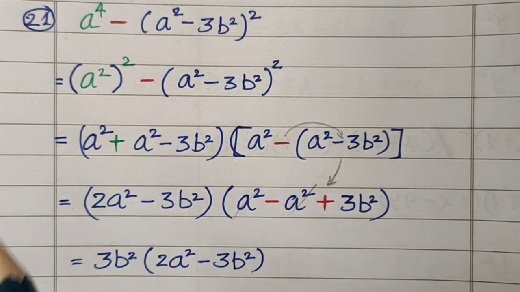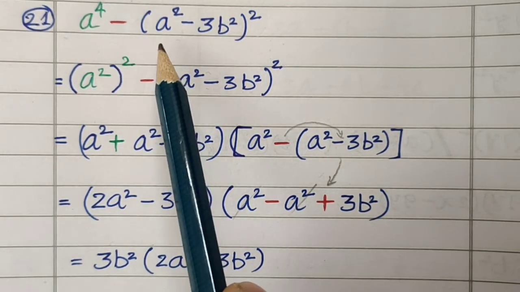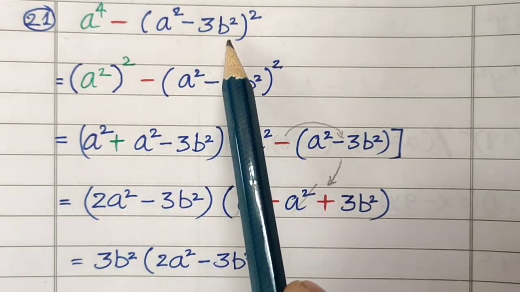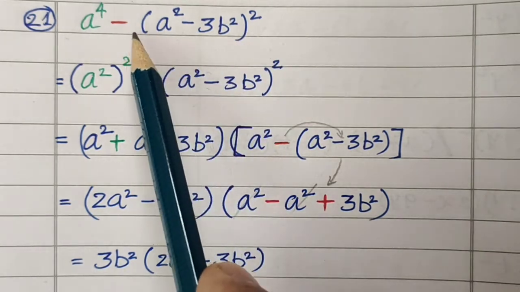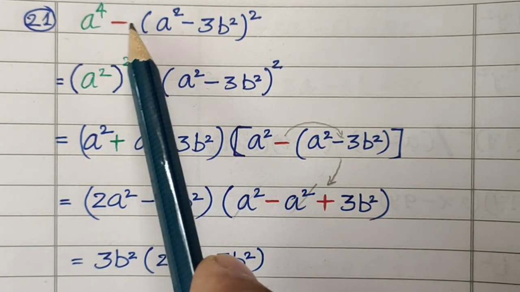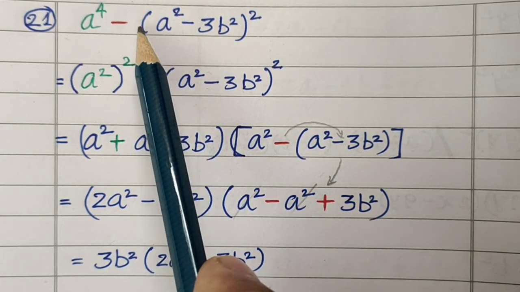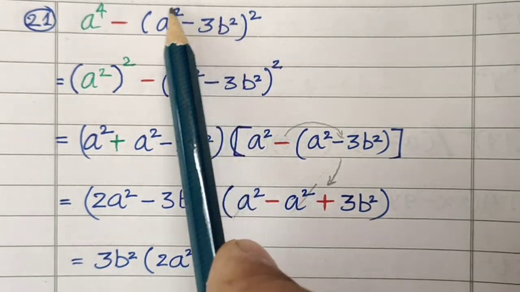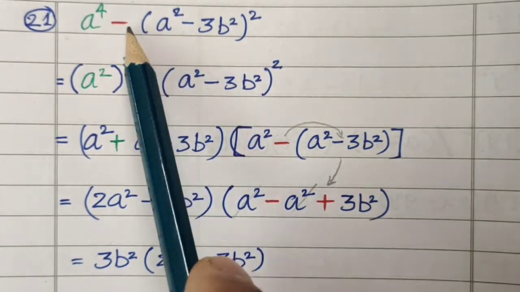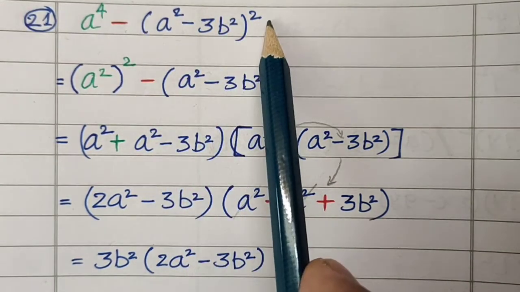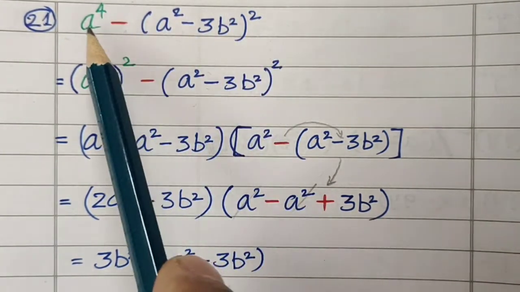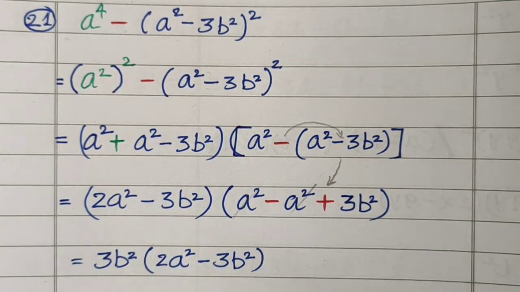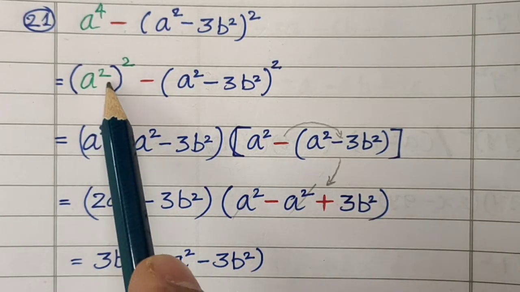Factorize a⁴ − (a² − 3b²)². As soon as you see the minus sign here, you keep whatever there is in the right hand side as b², because you don't bother what is there inside. You just see minus, there is something whole square. Just see whether a⁴ can be made into the square form. Yes, a⁴ can be written as (a²)².